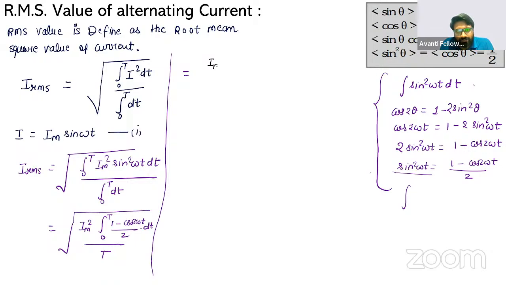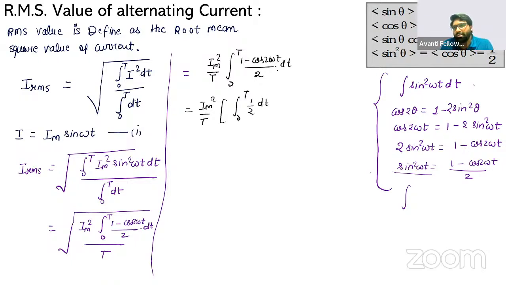So Im square by t, integration 0 to t, (1 minus cos 2 omega t) divided by 2 dt. अब इंटीग्रेशन को डिस्ट्रीब्यूट कर देंगे तो it is integration 0 to t of 1/2 dt, because it will become 1/2 minus cos 2 omega t by 2, into dt.